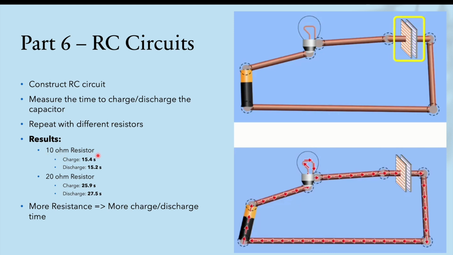We found that the 10 ohm resistor had a charge time of 15.4 seconds and 15.2 seconds to discharge, and then when it was 20 ohms, it was 25.9 seconds to charge and 27.5 to discharge. Generally, more resistance means more charge and discharge time.